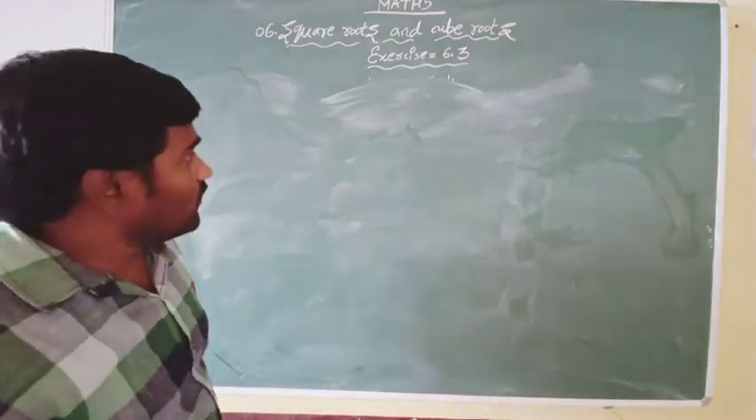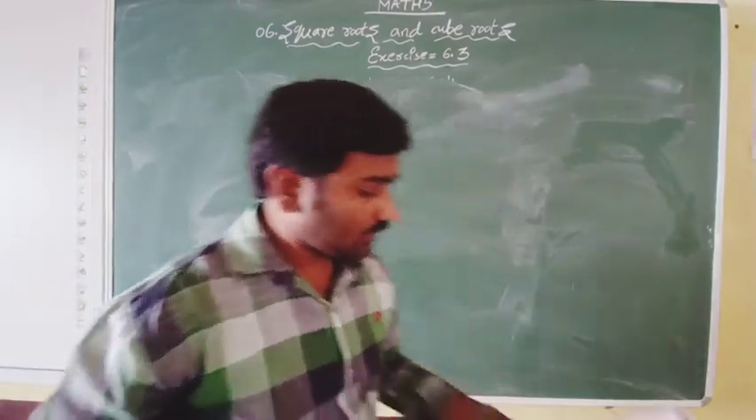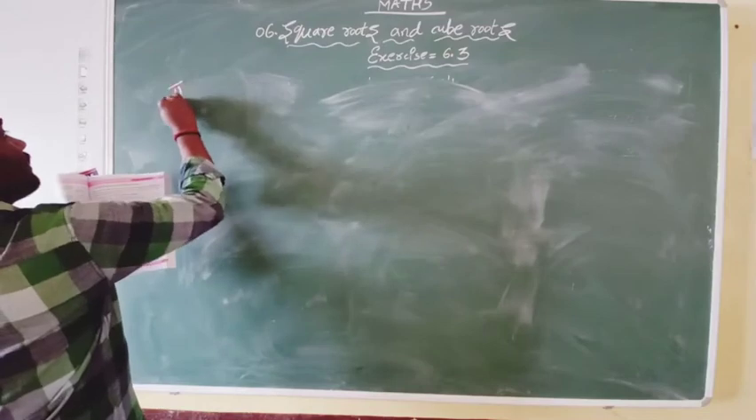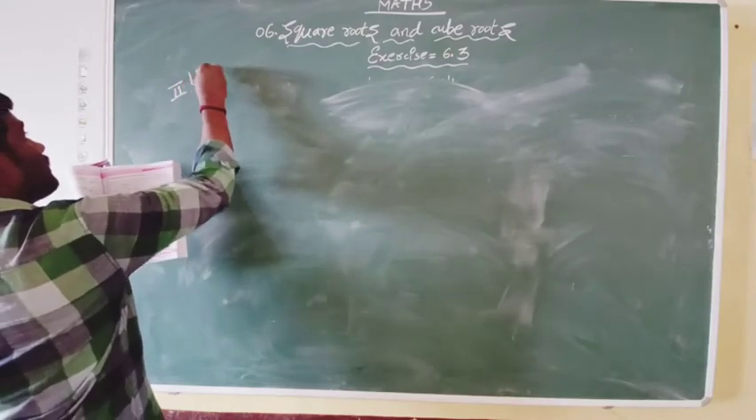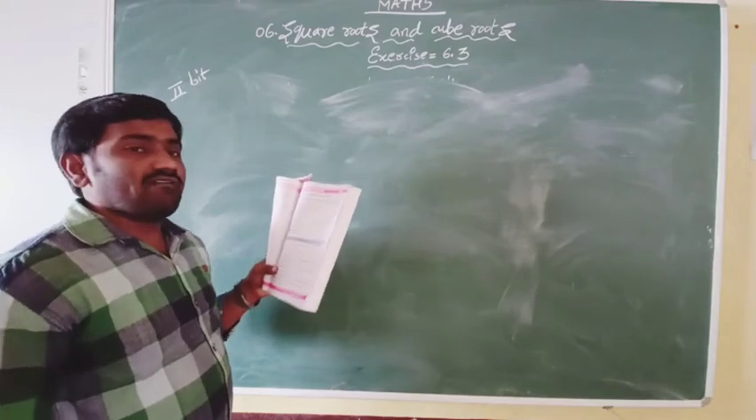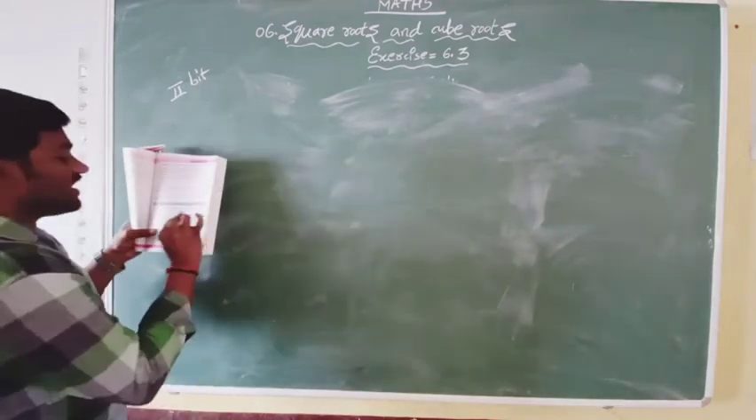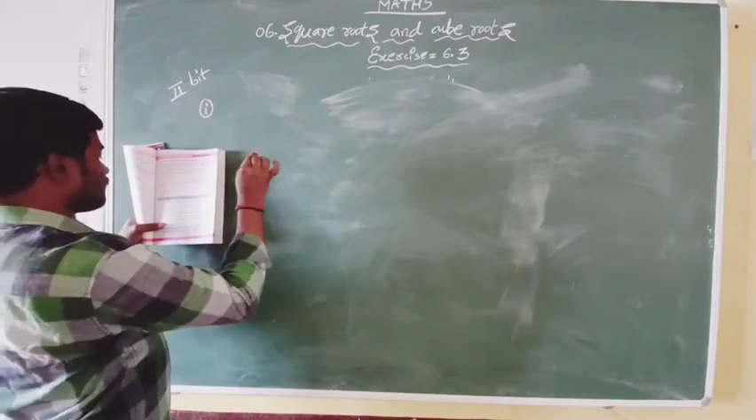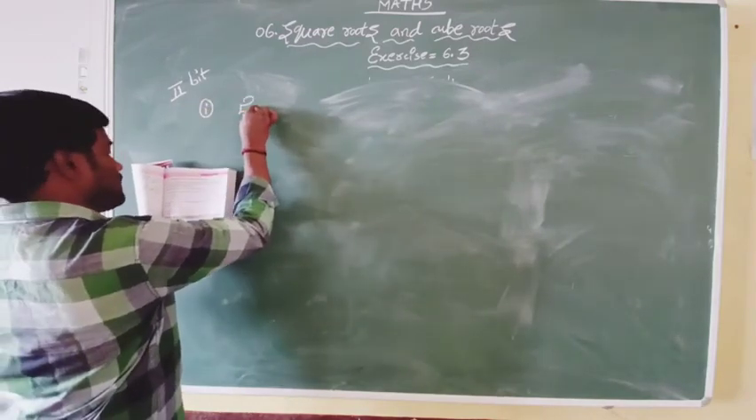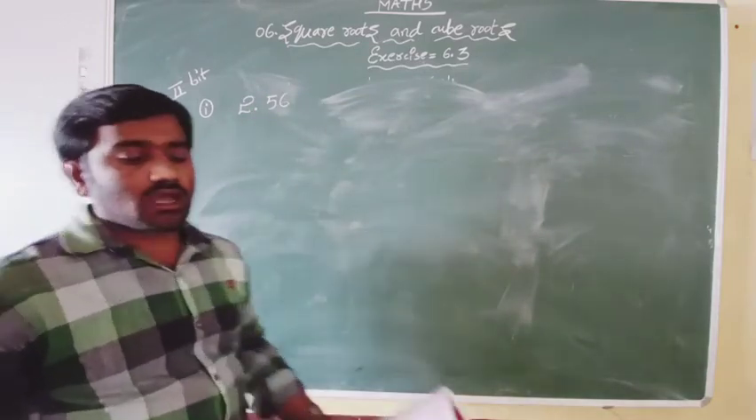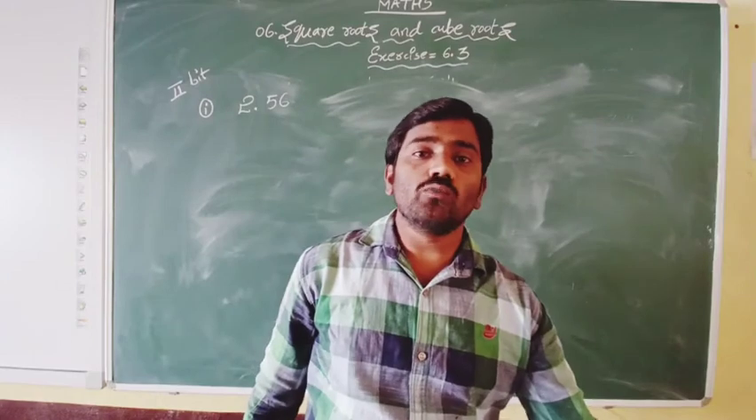Yes, let me go for the second bit here. Find the square root of decimal numbers. Here there are 4 internal questions. Let me go for the first one. 2.56. How to find the square root of 2.56?